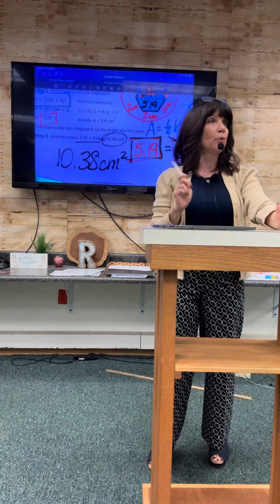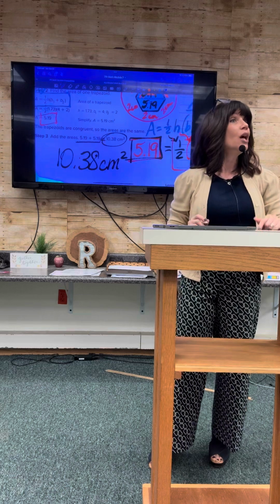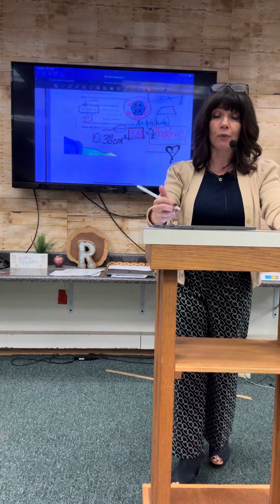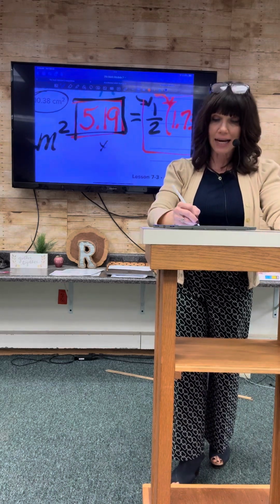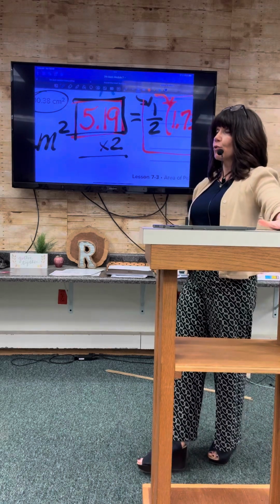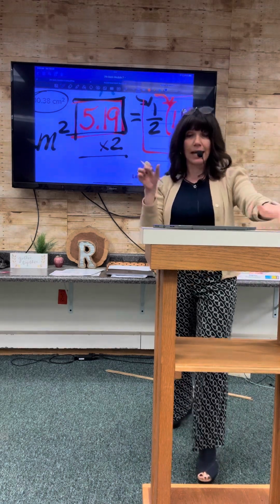Now, what is one other way we could have solved that? Raise your hand if you don't mind me pointing at you and letting you tell us. Go ahead. We could have multiplied. We would have done 5.19 times what? 2. Excellent. Do I have any questions on the other way you could have solved this? Okay, I want everybody sticking with me. Go to the very next page.